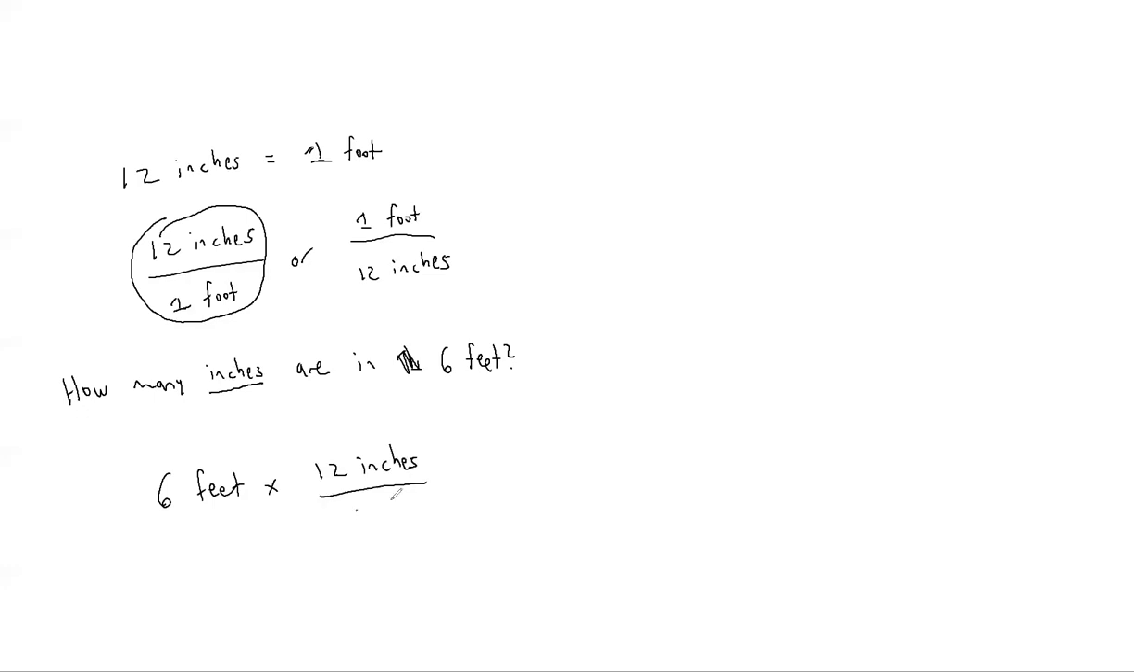12 inches in 1 foot. Okay, so remember that when I multiply units, my new unit is just the units multiplied by each other. So in this case, I have foot times inches over 1 foot. Okay, well, I have foot in the numerator and I have foot in the denominator, so those can cancel out. And now I'm just left with 72 inches.